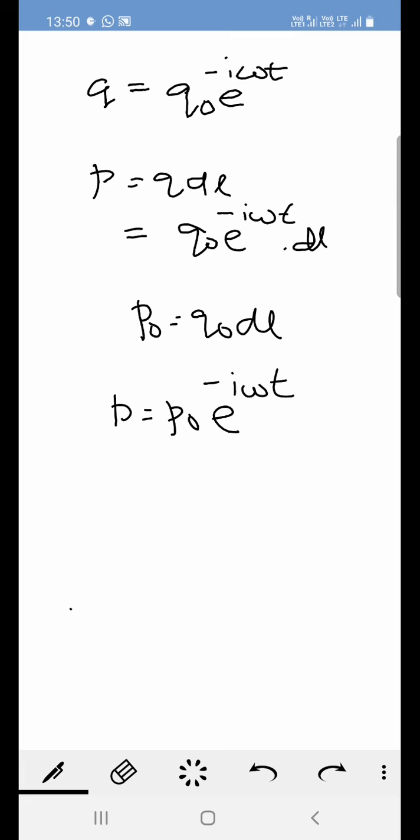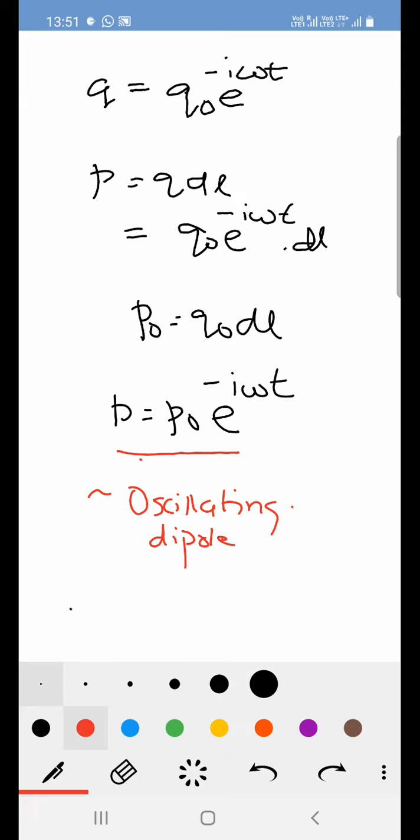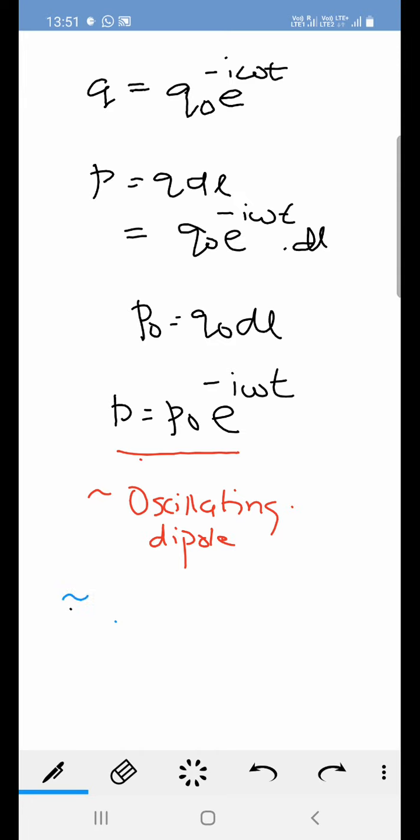Now a dipole whose moment varies sinusoidally, this is what is being represented by this equation. The dipole moment is varying sinusoidally. So this is actually what is known as an oscillating dipole. And this oscillating dipole may be assumed to be an accelerated charge.